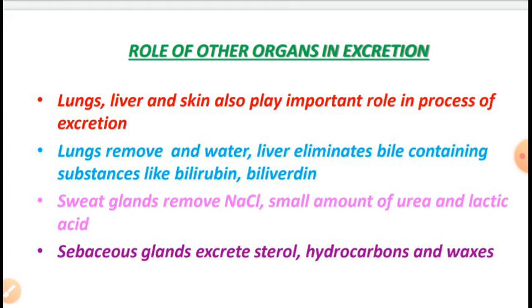So we can say not only the kidney plays a role in elimination or excretion of waste substances from the human body, but some other organs over and above the kidney, like lungs, liver and skin, also help in the elimination of excretory waste from the human body.